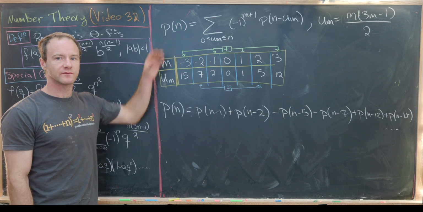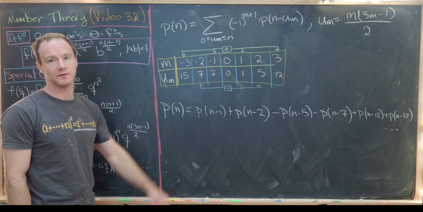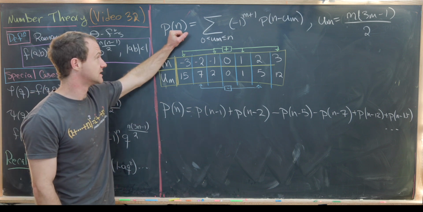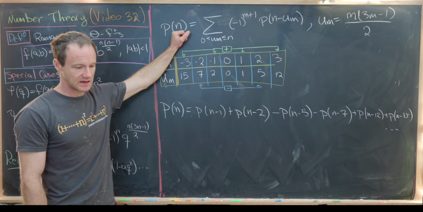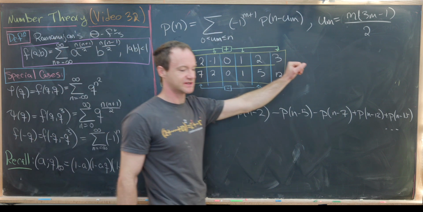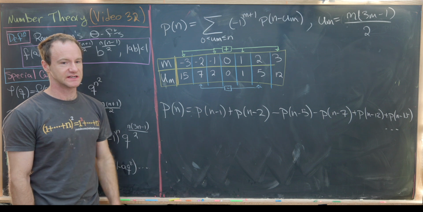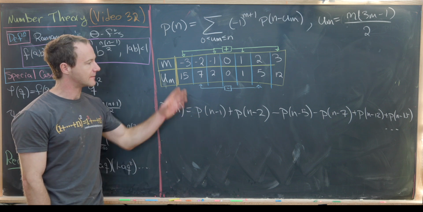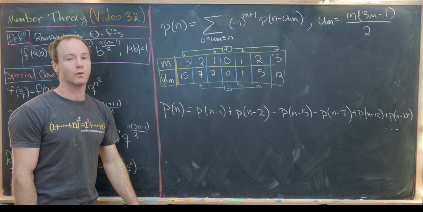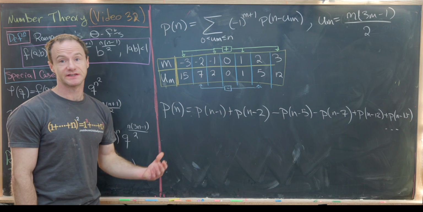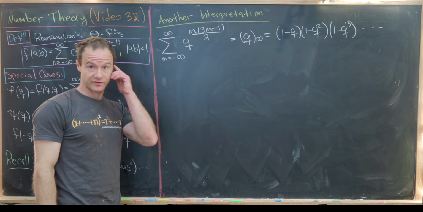And this is one version of Euler's pentagonal number theorem because it allows us to write the number of partitions of n in terms of previous partitions that differ by a pentagonal number or a generalized pentagonal number. Okay, so I'm going to get rid of this and we'll look at one more interpretation of this theorem. Okay, so here's another interpretation.